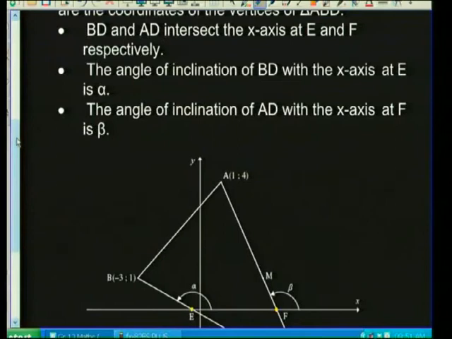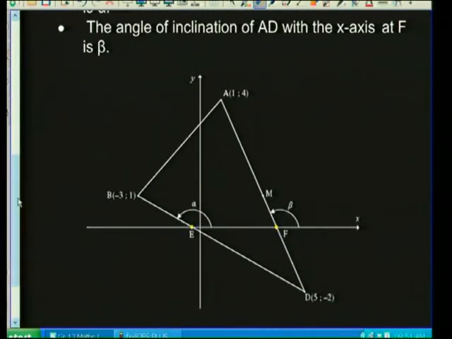So straight away, I'm starting to be aware of how the information is presented in my question, so I can use some of my knowledge and solve some questions. Then they tell me the angle of inclination, BD, with the x-axis is alpha. That's very clear. And remember, the angle of inclination is always what we say measured from the positive x-axis, and we measure it in an anti-clockwise direction.